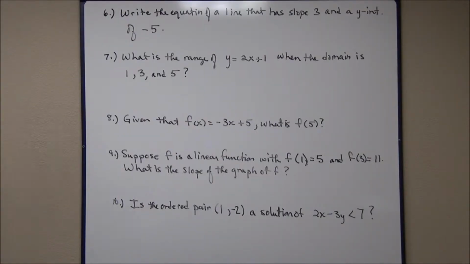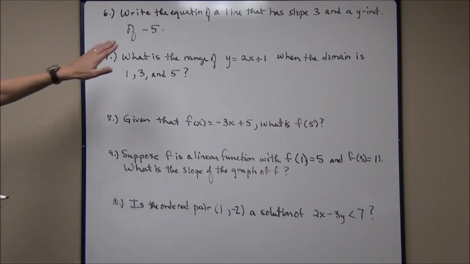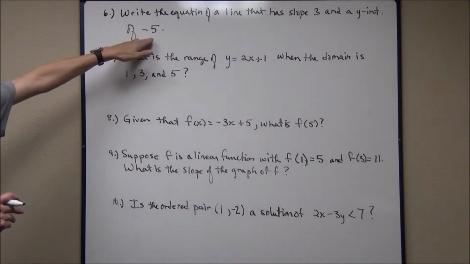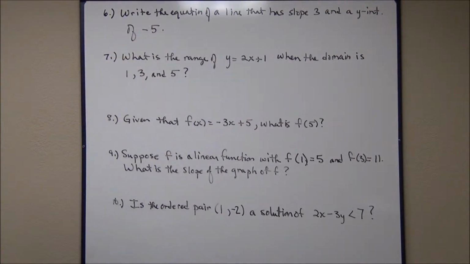Okay, here we go. Problem number 6. Write the equation of a line that has slope 3 and a y-intercept of -5. Now, I like to write my y-intercepts as ordered pairs (0, -5), but I'm just writing that down because that's how most likely you're getting used to it from the book.